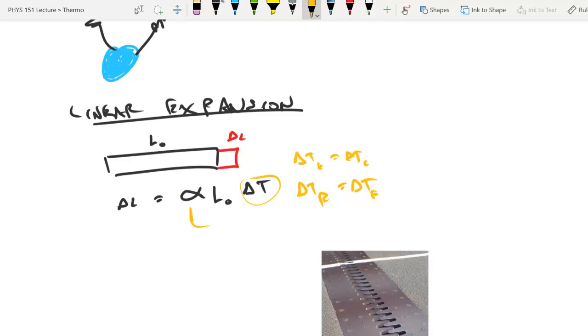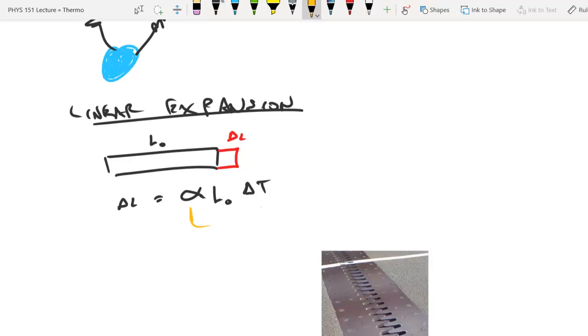This L naught, the more material we have, the more it's going to expand, right? So this is why L naught is important. If it's only like 1 inch long, it's not going to expand 10 inches. But if you have it, like a couple miles long, it's probably going to expand several feet, right?